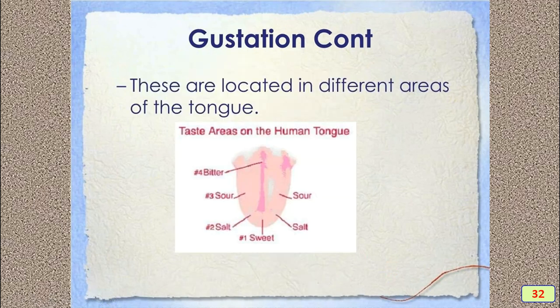The gustatory receptors are located on different areas of the tongue. Bitter is most probably sensed at the back of the tongue, whereas sour is sensed most on the sides. That doesn't mean the other parts of the tongue cannot recognize it, but sour is detected more on the sides, whereas salt and sweet are recognized very fast at the tip of the tongue.